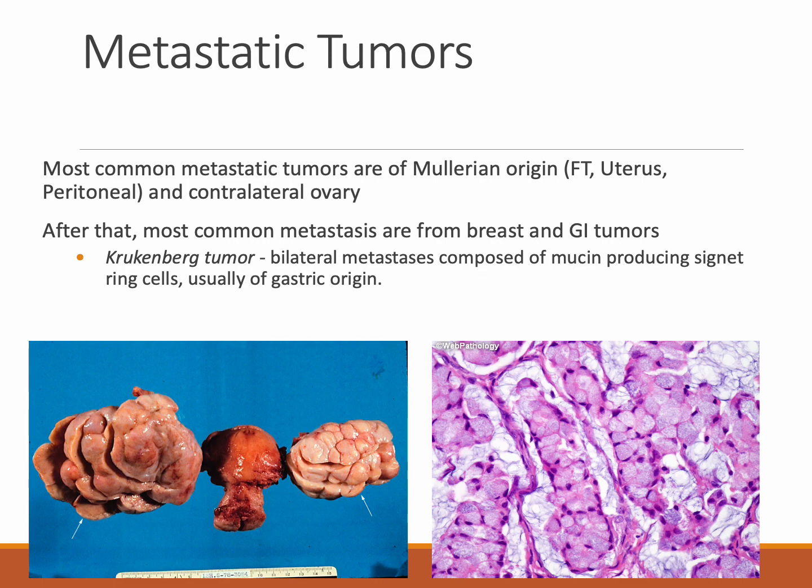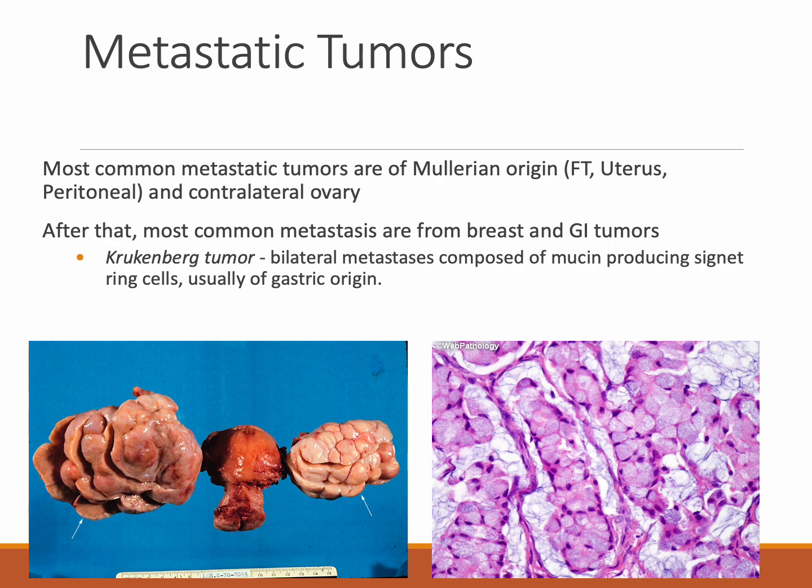After the Mullerian tissue, what we'll see is breast and GI tumors. So GI tumors are interesting because they will actually resemble a lot of the mucinous tumors. In fact, one of the mucinous producing signet ring tumors, which is usually of gastric origin, we'll call them signet ring cell tumors, causes this sort of bilateral metastasis, which we refer to as Krukenberg tumors.